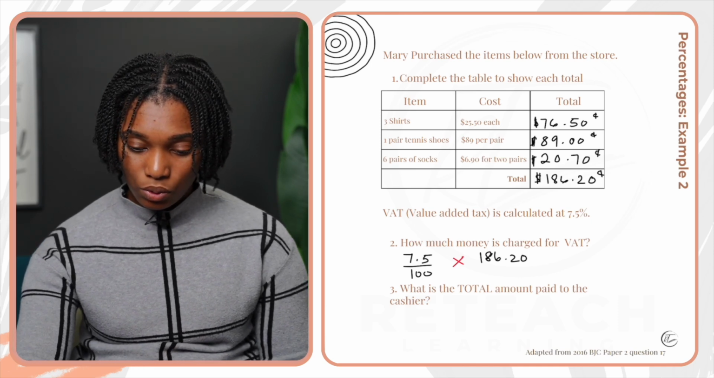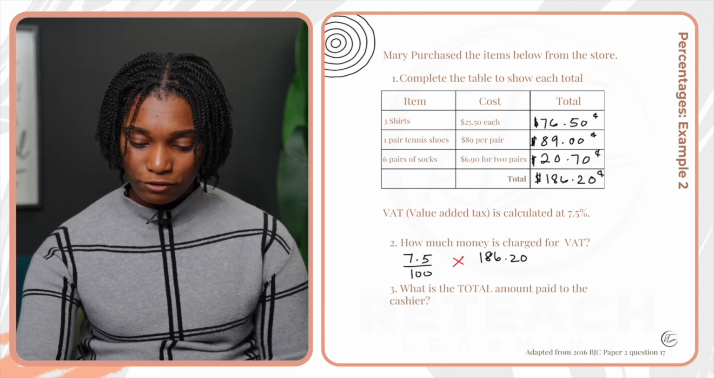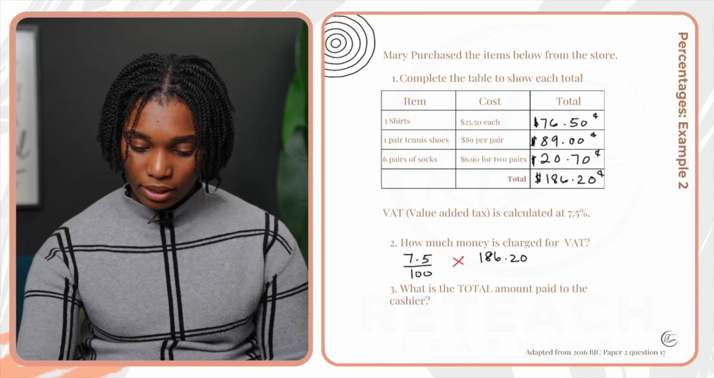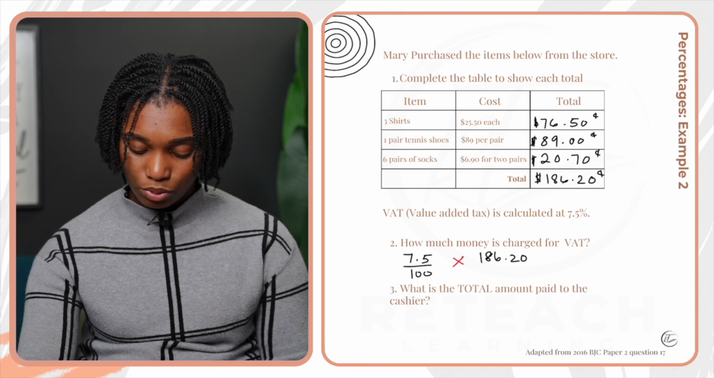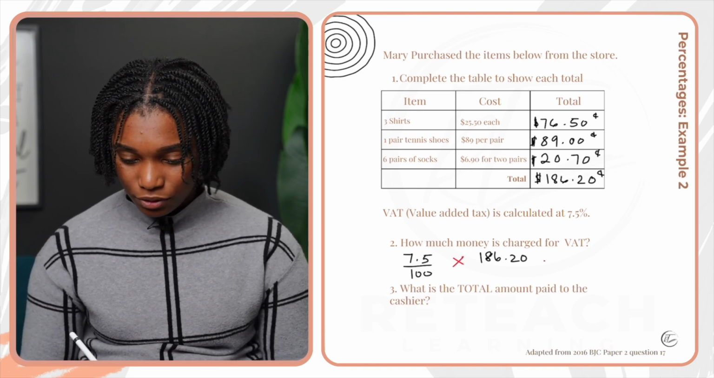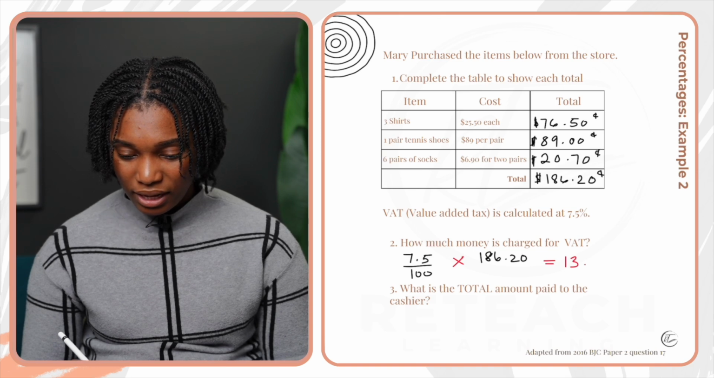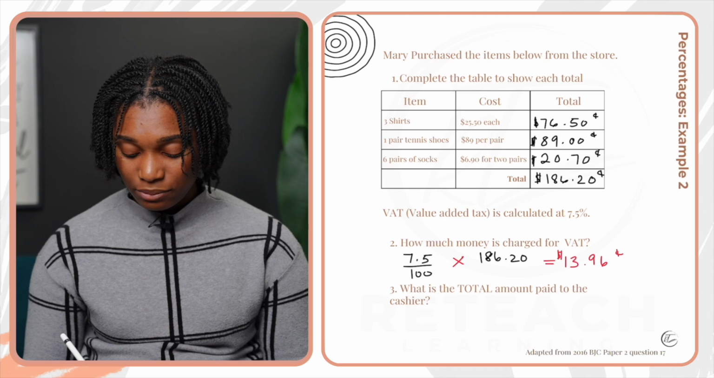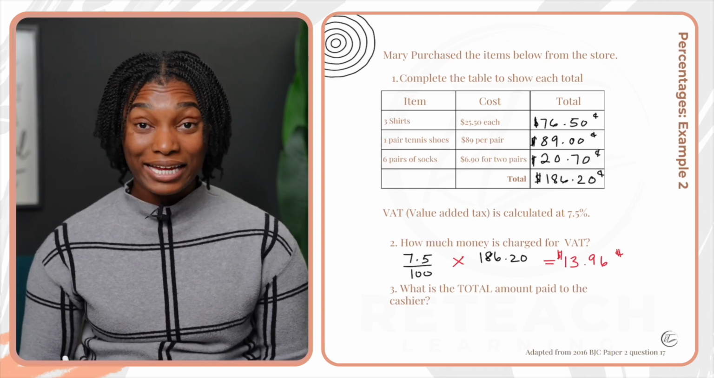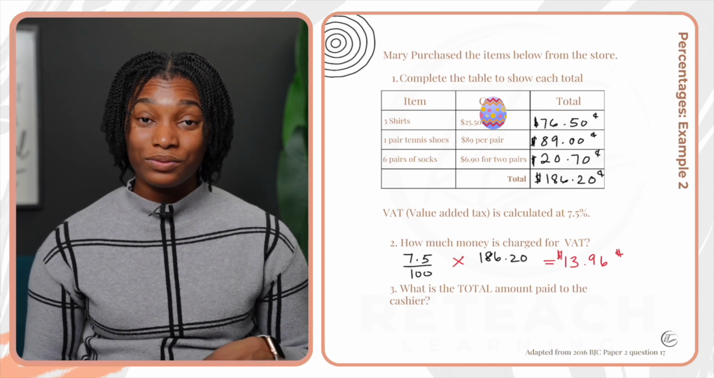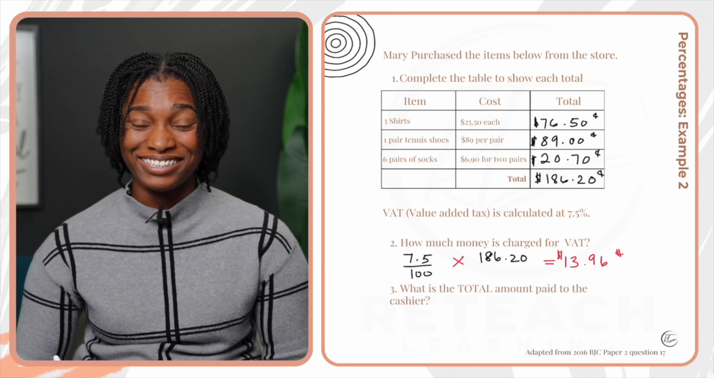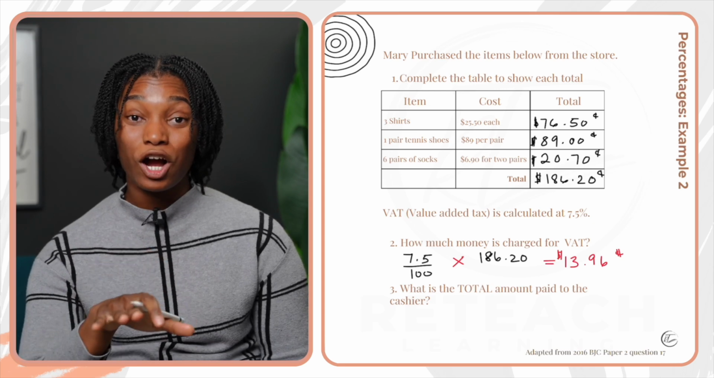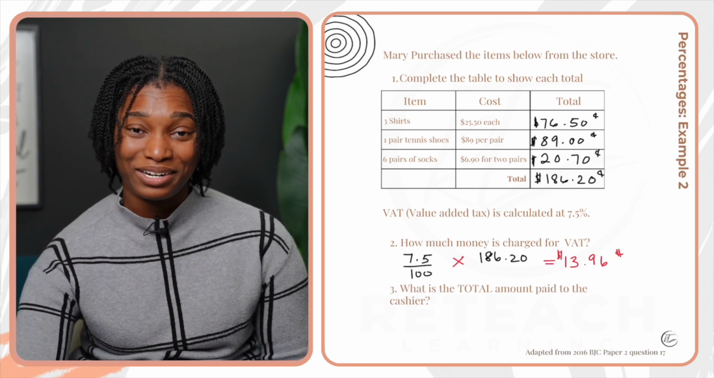All right, so what am I doing? Okay, 7.5 divided by 100 multiplied by 186.2. And we're going to get $13.96. Now, if some of you are thinking, oh my gosh, I'm only spending $13 for this? No, you're not. We're not done. That's only the tax. In other words, that's how much they're adding on to the total of the items you're going to buy.